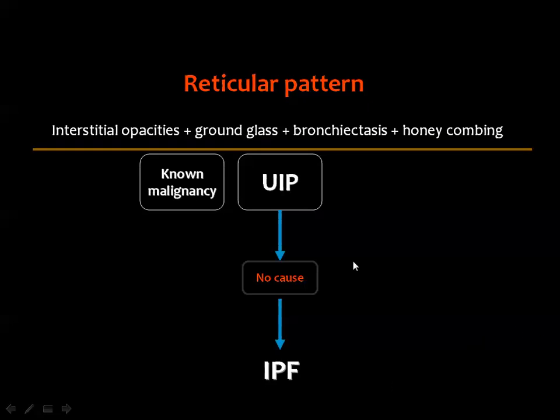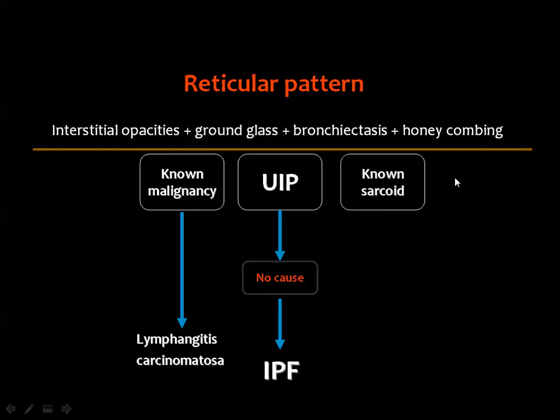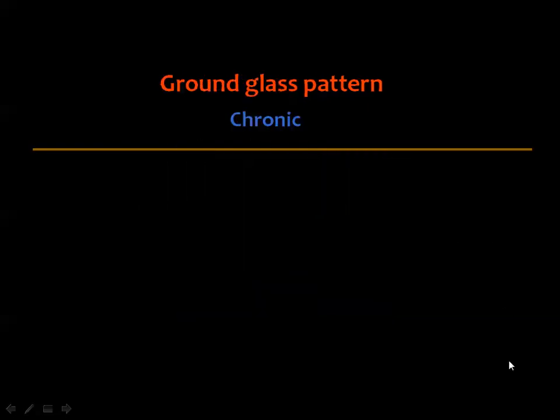And if you see these and the patient is known to have a primary malignancy, especially if the lesions are in the lymphatic distribution, then you know that you are dealing with lymphangitis carcinomatosa. If you know that this patient is a sarcoid patient and this is stage 4 sarcoid, it will result in interstitial opacities, ground glass lesions, bronchiectasis, and honeycomb.